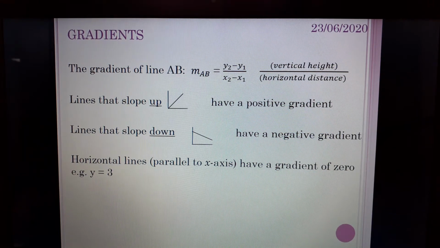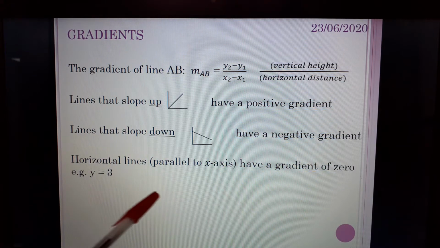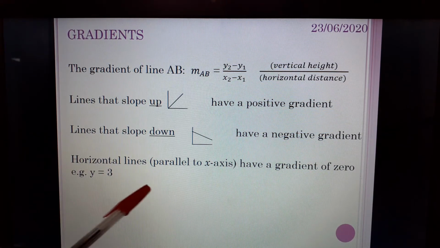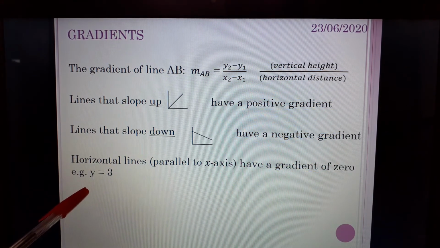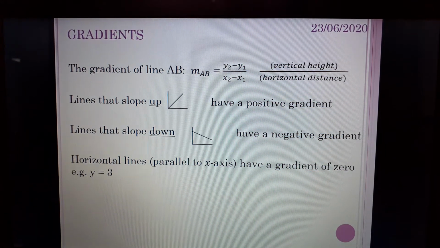Now, if you have a line that is parallel to the x-axis, then it's going to be crossing the y-axis at a certain number. So the number that it crosses the y-axis at is what you use to get the equation of that line. So the equation of a horizontal line would be y equals something. So if it crossed the y-axis at 3, then the equation of the line would simply be y equals 3.